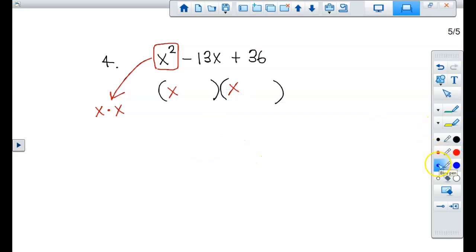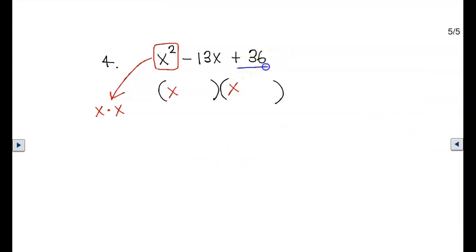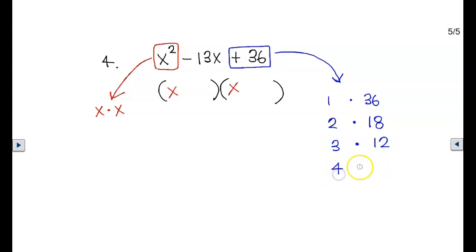Now, when we move down to the other end, I want you to notice that we have a positive 36. So for the moment, just think about what you can multiply to get 36. We could do 1 times 36. We could do 2 times 18. We could do 3 times 12. And we could do 4 times 9.